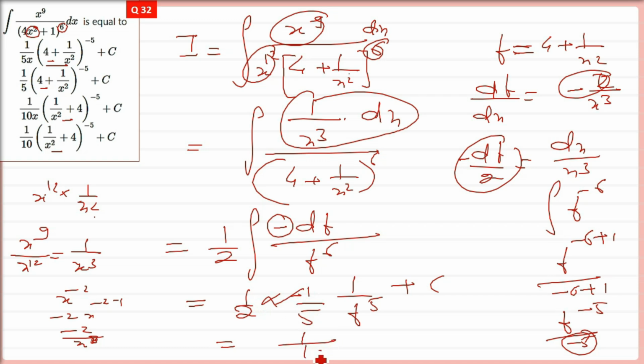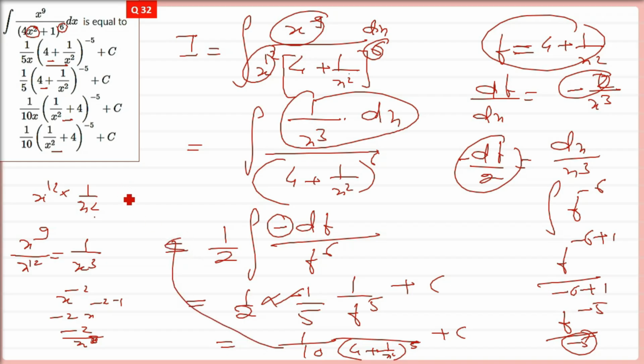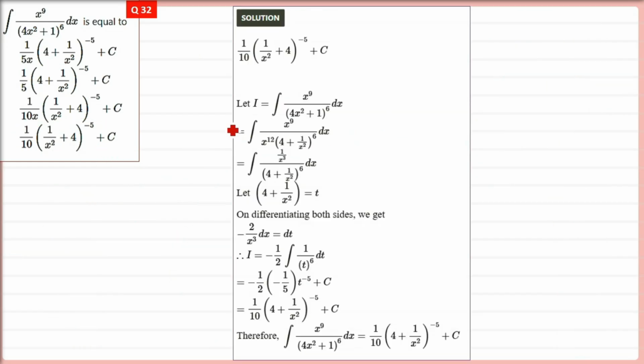I'm just writing it. Negative 1 by 10, t is 4 plus 1 by x square, in the denominator just now. And you have to bring it upstairs because the 4 answer options are matching like that. So 1 by 10, this goes up: 4 plus 1 by x square raised to the power negative 5 plus a constant of integration. Now match it. This is your correct result. So it was a good question. Alright, it wanted some effort.